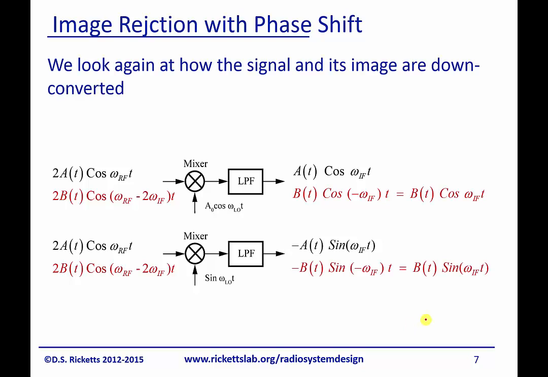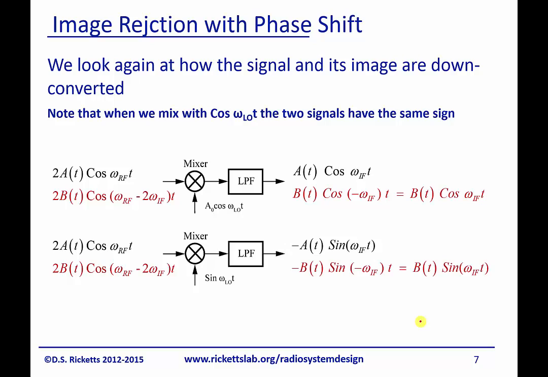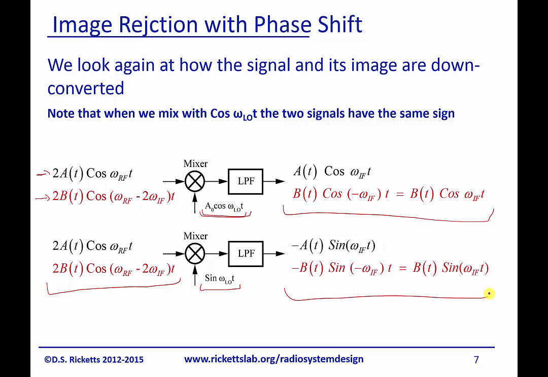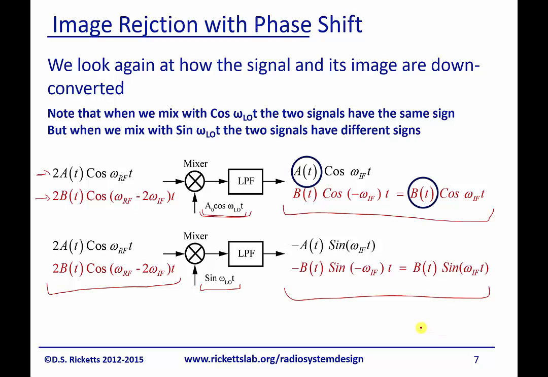We look at how the signal and its image are down converted, and what we do is we note that if we multiply the signals by cosine, and so what I have on here is two signals. I have the signal we want, and I have its image in red. And we multiply it by cosine omega t, and this is what we get on the output. Likewise, I can take the signal and its image, multiply it by sine omega t, and this is what I get on the output. And what we notice here is that the signals that are down converted by a cosine have the same sign, but when we mix with the sine, the signals have opposite signs.